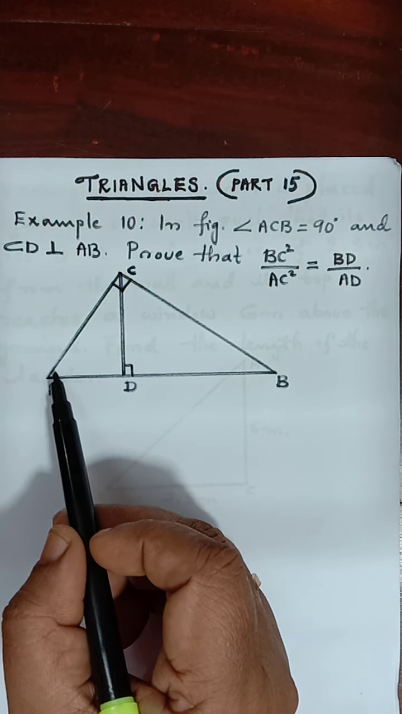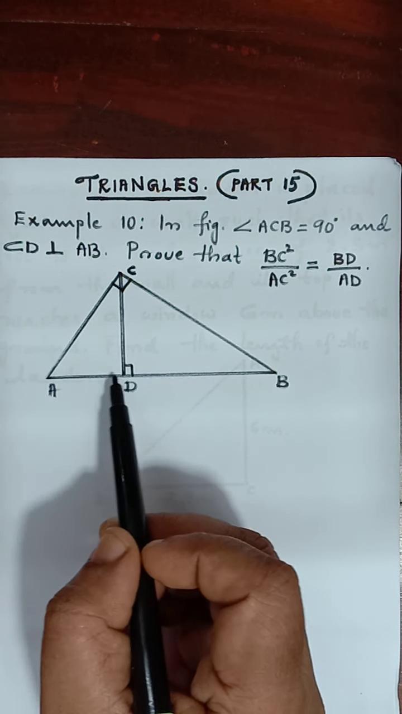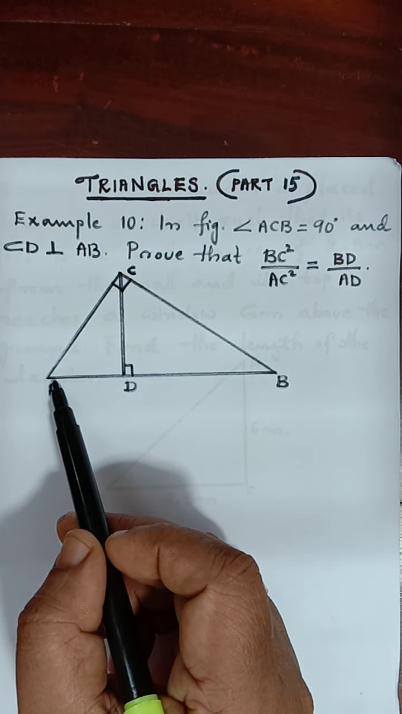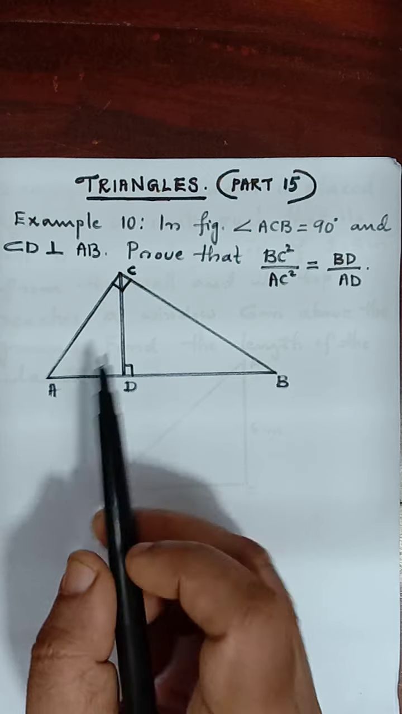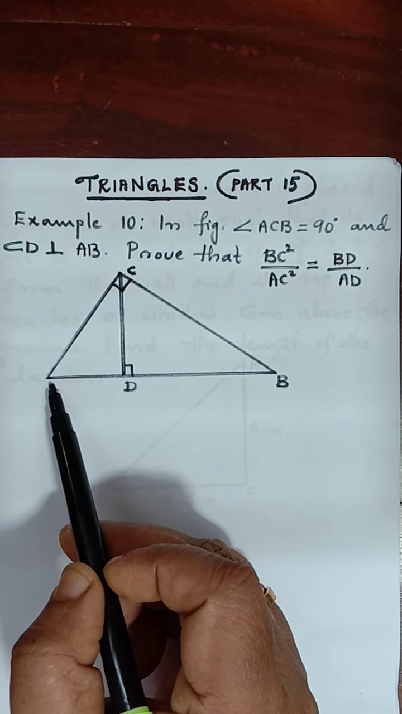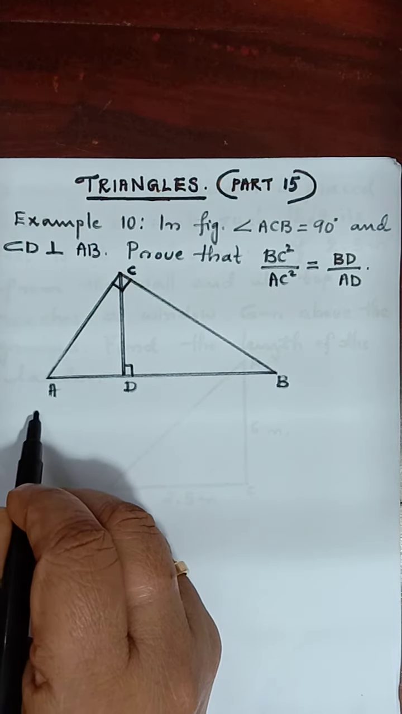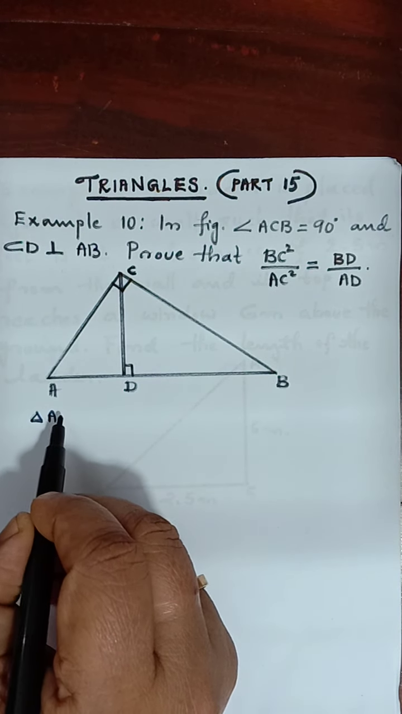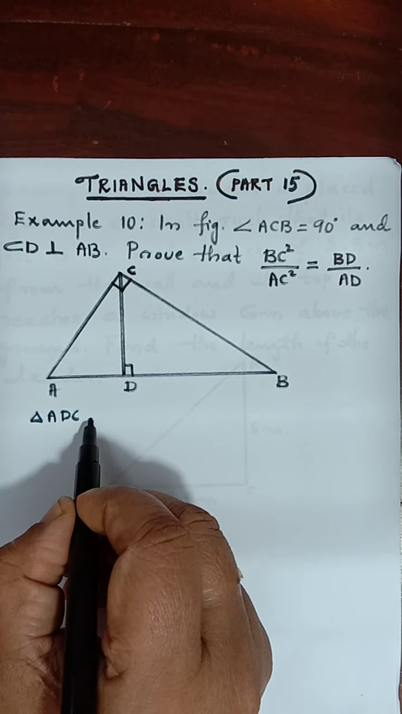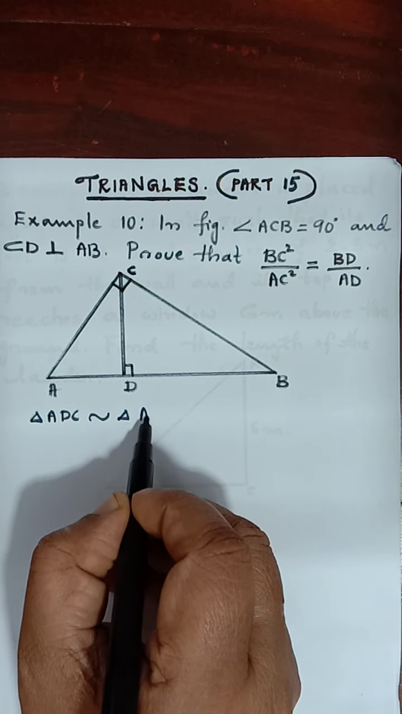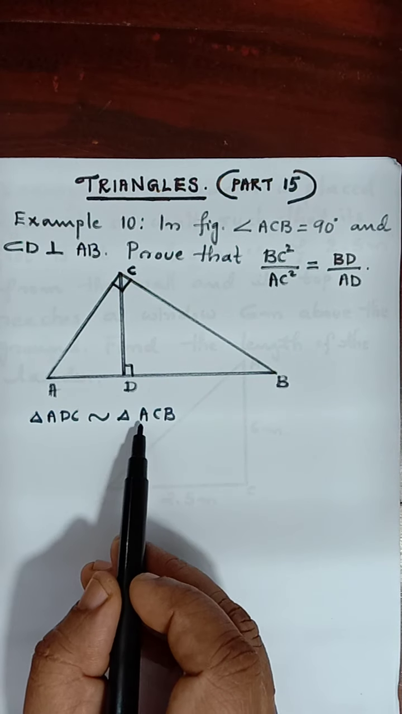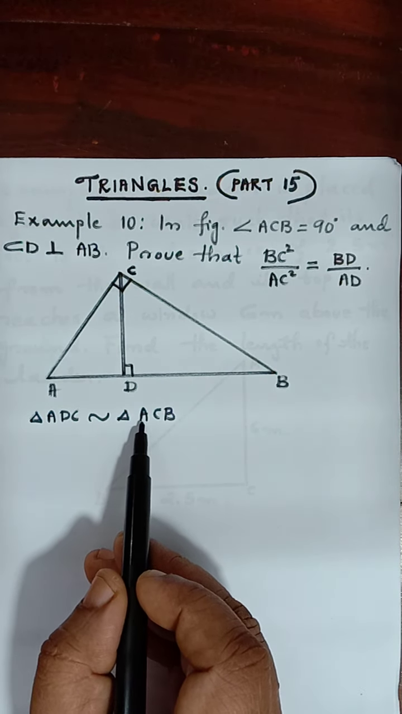Here we are starting with the angle A. For triangle ADC we have angle A, starting with angle A. Similarly for triangle ACB also starting with angle A. So we can write it as triangle ADC similar to triangle ACB. First reason is both are having common angle A.